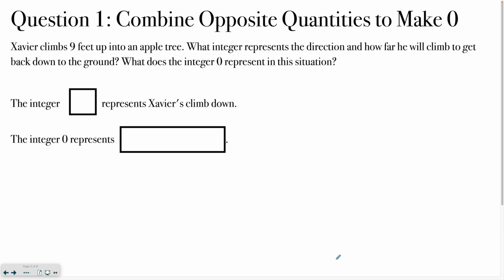Now, question 1, combine opposite quantities to make 0. We have Xavier climbs 9 feet up into an apple tree. What integer represents the direction and how far he will climb to get back down to the ground? What does the integer 0 represent in this situation? Okay, so what I want you to do is pause your video. I want you to try this question, fill in both of those boxes, and then once you have an answer, let's resume and I'll tell you what I think. Good luck.